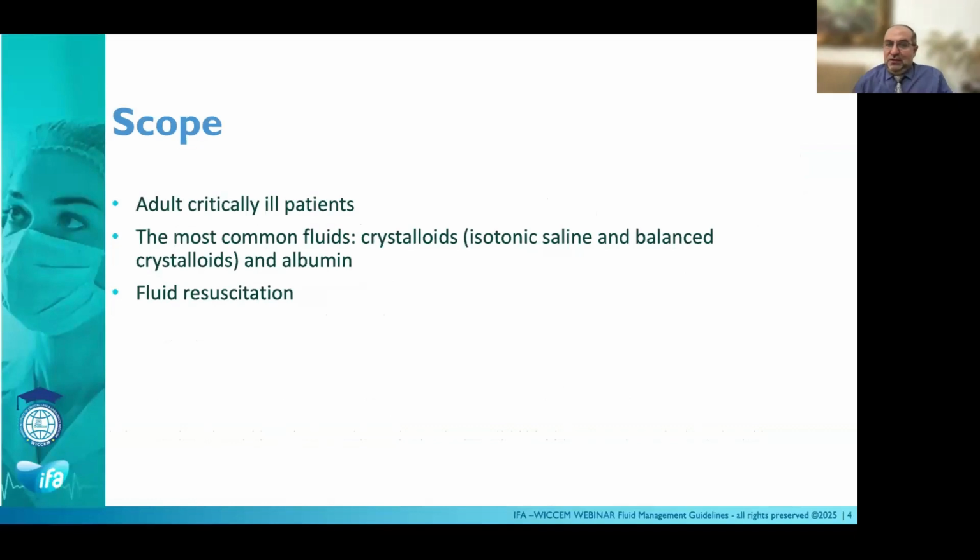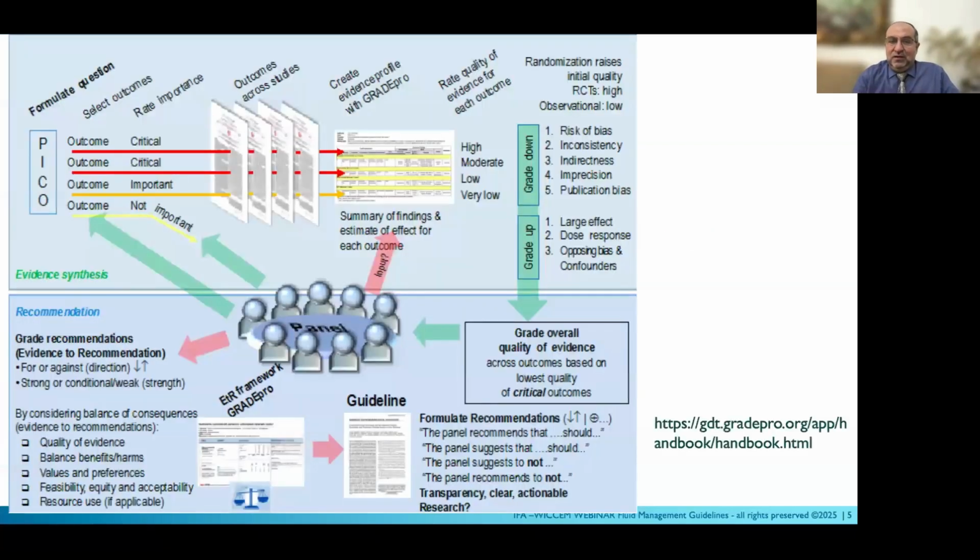So the scope of these guidelines is adult critically ill patients, and it addresses the most commonly used fluids, crystalloids, including isotonic saline and balanced crystalloids, and also albumin. We will not discuss starches or gelatin. The scope again is for fluid resuscitation. You correctly mentioned that the fluid in the ICU very often is used for many reasons, but we're going to be focusing on the fluid resuscitation, the main indication for fluid really.